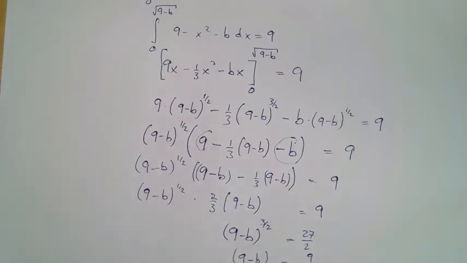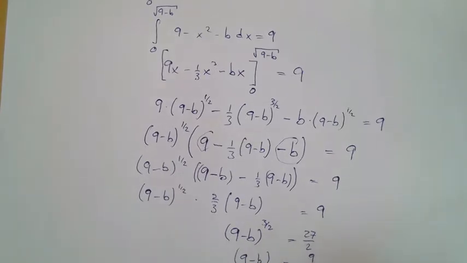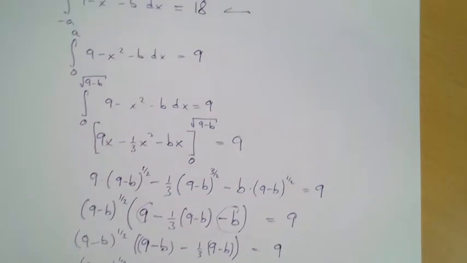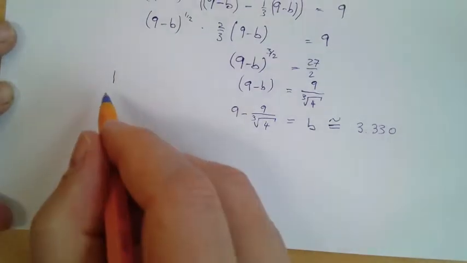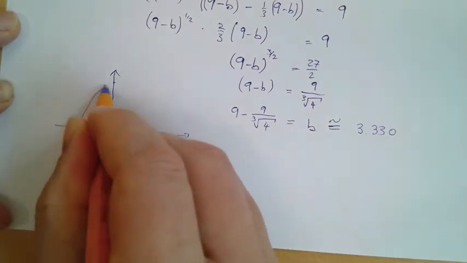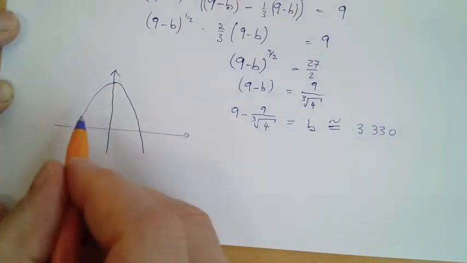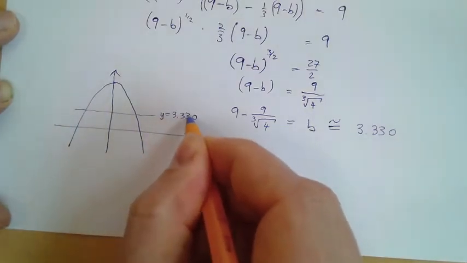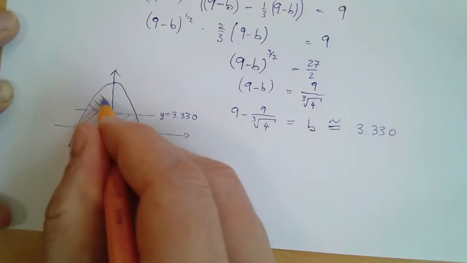If we want to know exactly what b is, this is the exact answer. If we want an approximate answer just to get a feel, it's equal to 3.330. So it's much lower than half, of course. The parabola is like that. It's wider at the bottom, so you don't need to go very high. Y equals 3.330 in order for this area to be equal to that area.